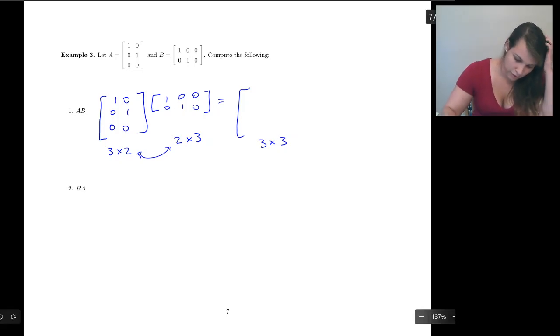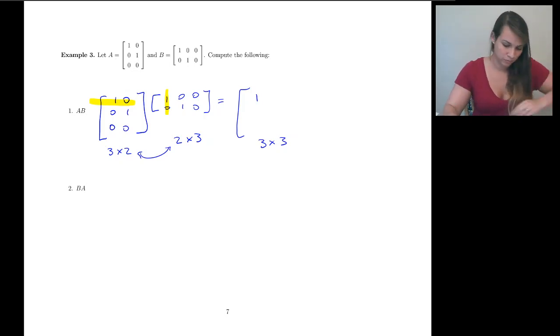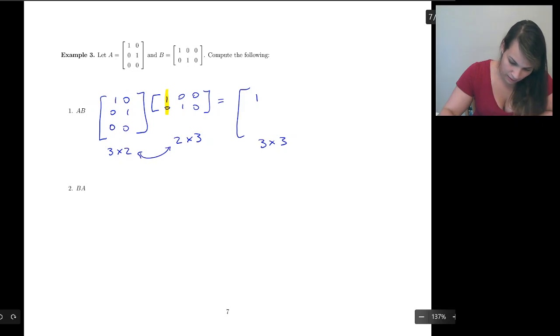Okay, first entry. First column, first row. That is going to be 1. So 1 times 1, 0 times 0. And then the next entry, we multiply by this row, and that is another 0. And then we multiply by this row, and that is another 0. And then we need to move columns. Oops, come back one.